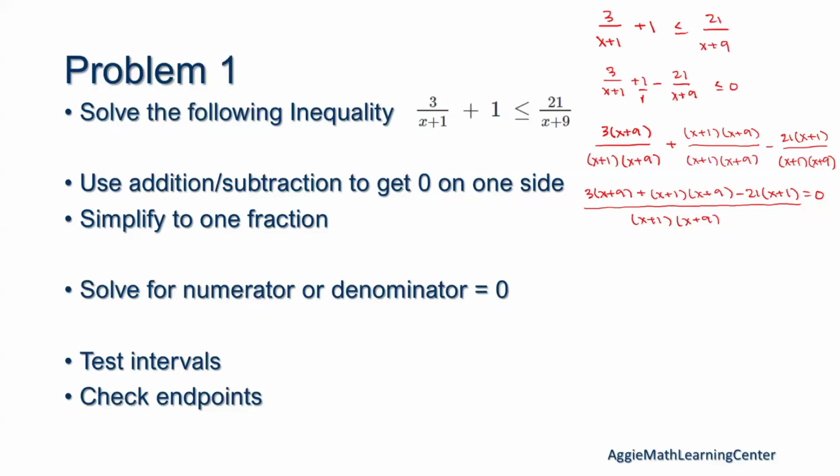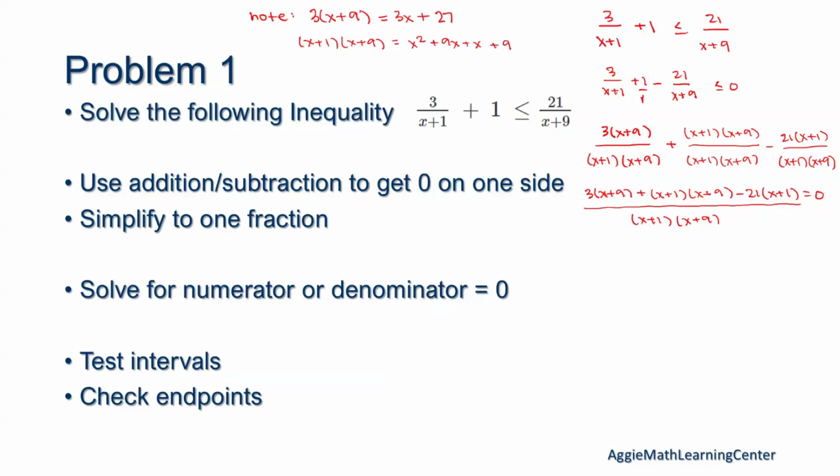So what I'm going to do over here, I'm just going to write a note. 3 times x plus 9, that's this first term. That is equal to 3x plus, what is 3 times 9? 27. So 3x plus 27. This second term is x plus 1 times x plus 9. That is going to be equal to x squared plus 9x plus 1x plus 9. So you could also just write that as x squared plus 10x plus 9.